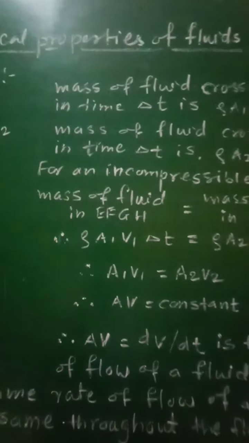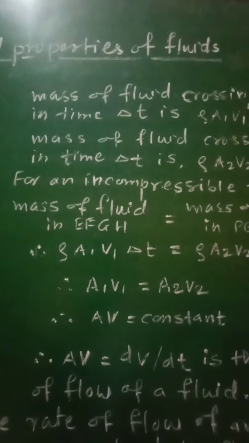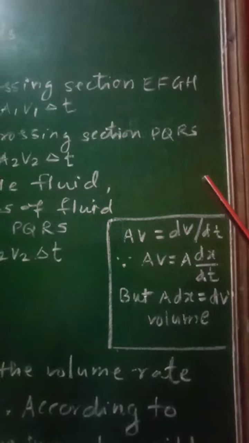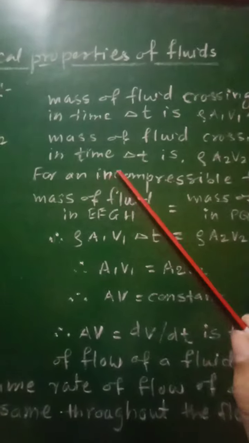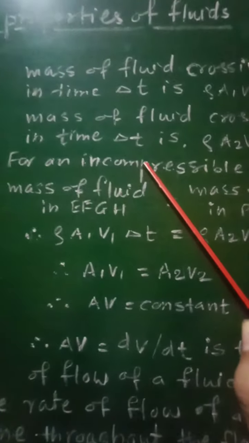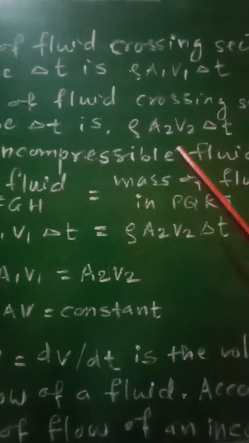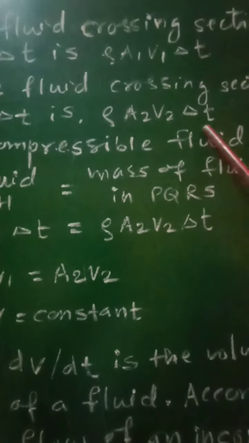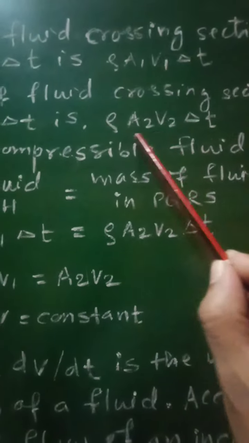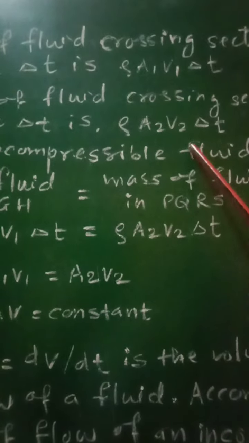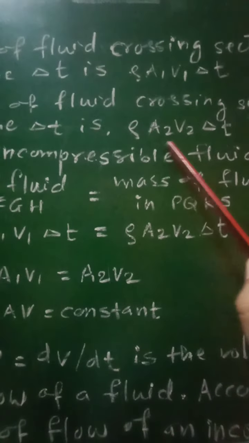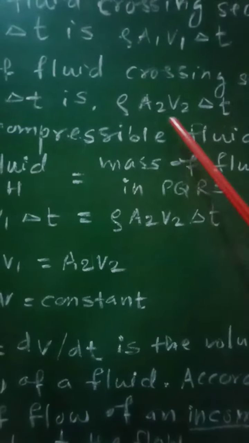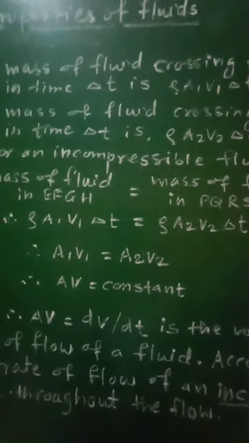Similarly, for the other section PQRS, the mass of the fluid crossing section PQRS in time delta t will be given as rho into A2 v2 delta t. Again this term A2 v2 delta t will represent the volume at that cross section PQRS, that is the volume of the fluid at PQRS, and therefore density into volume will again be mass.